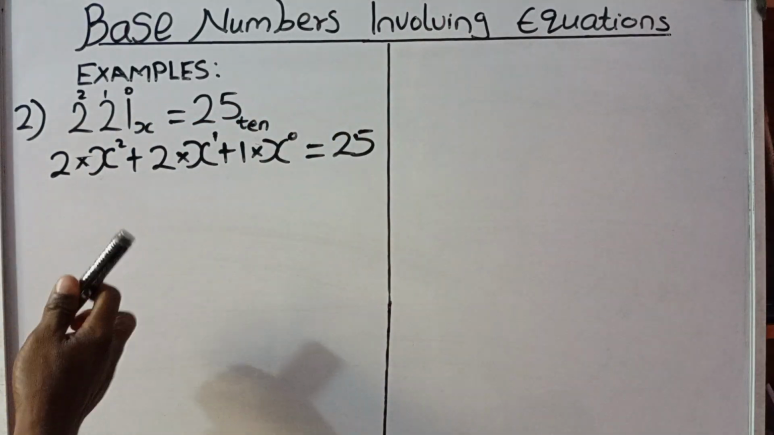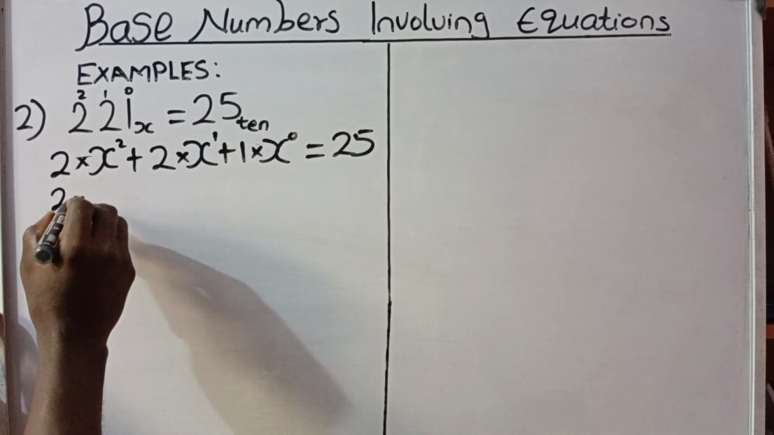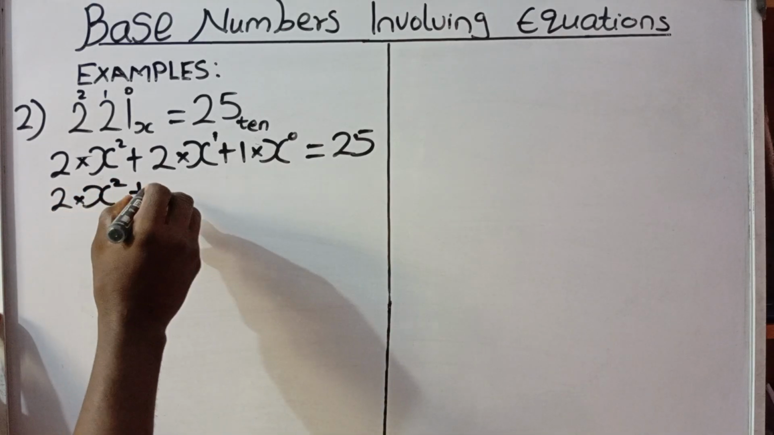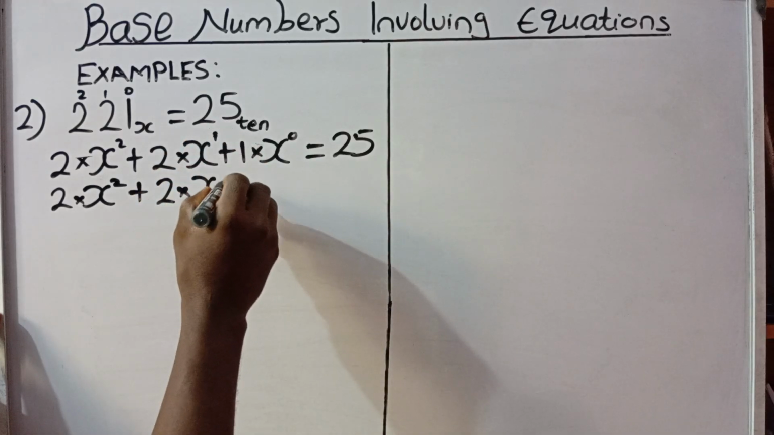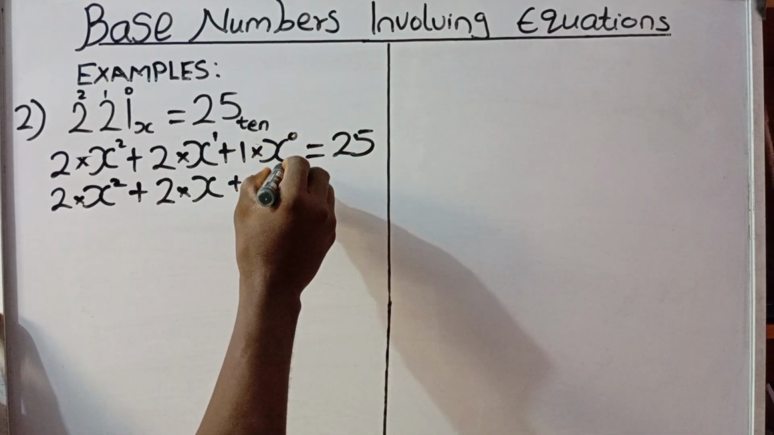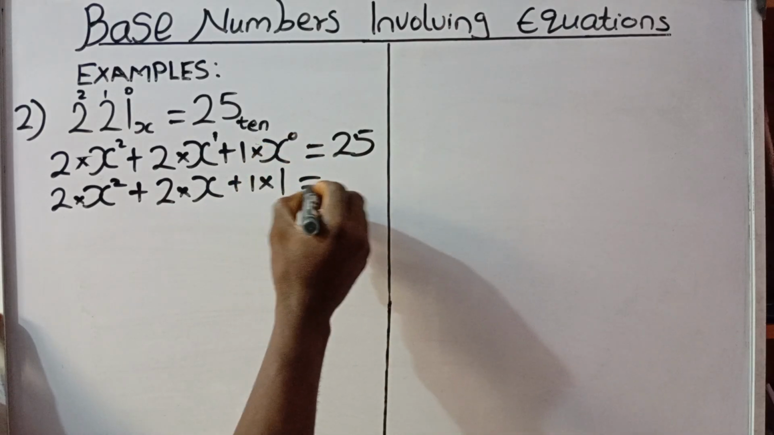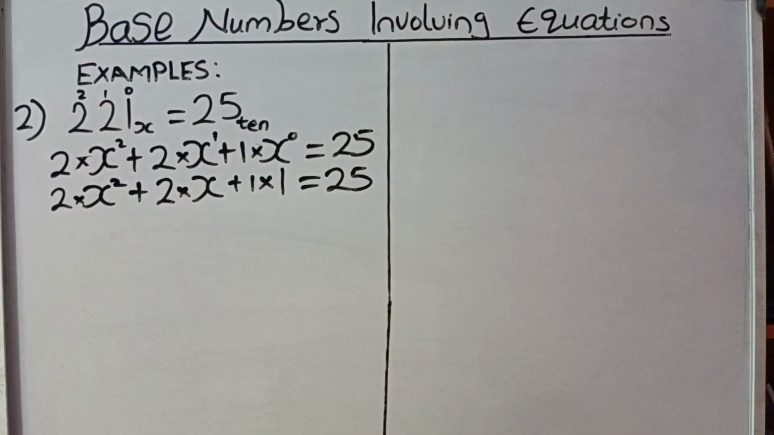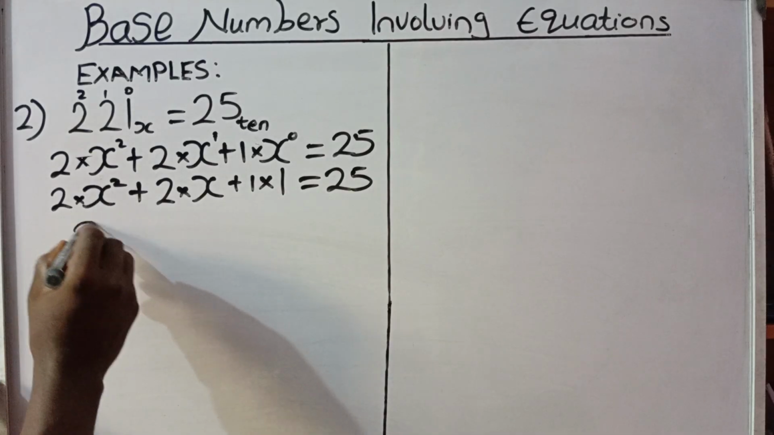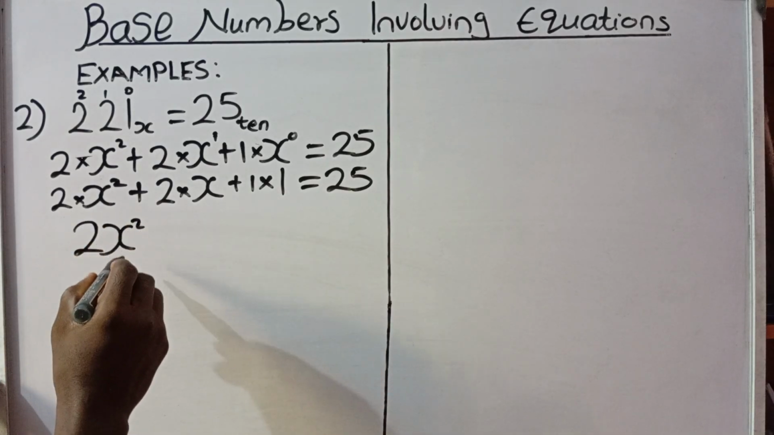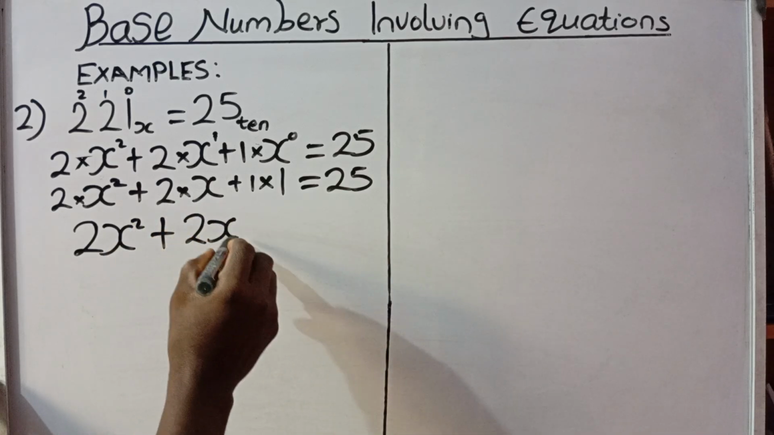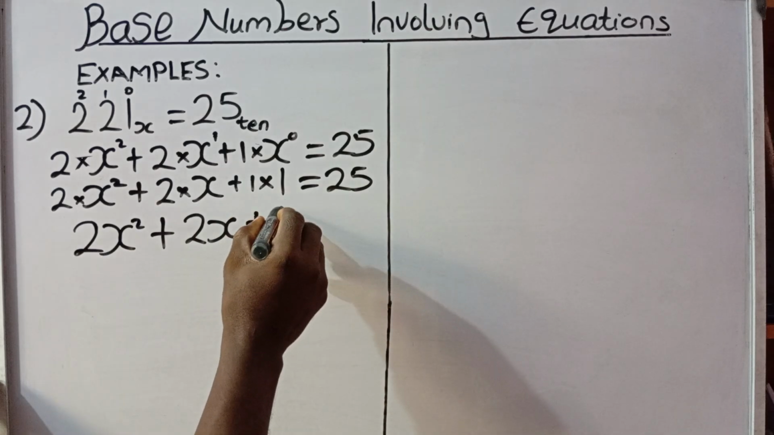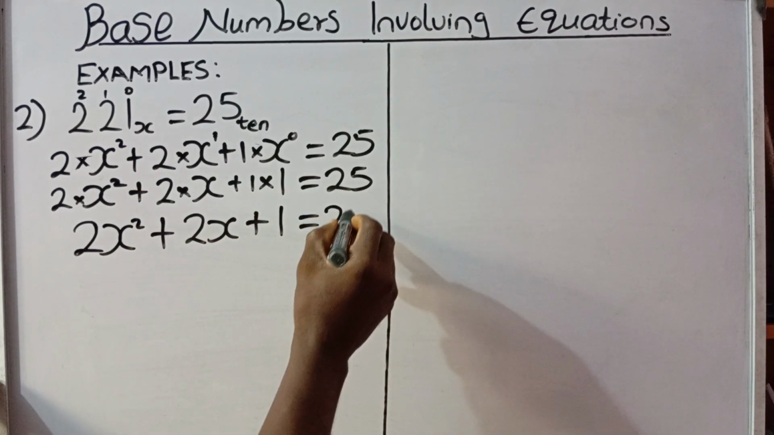So it's already in base 10, so we don't need to convert it. All right, so to go further, let's rewrite it. 2 multiplied by x squared plus 2 multiplied by x raised to power 1, which is x, plus x raised to power 0. Anything raised to power 0 is always equal to 1, equal to 25. All right, so now we can bring them together as an equation this time around. 2 times x squared will give us 2x squared, plus 2 times x will give us 2x, plus 1 times 1 will give us 1, equal to 25.